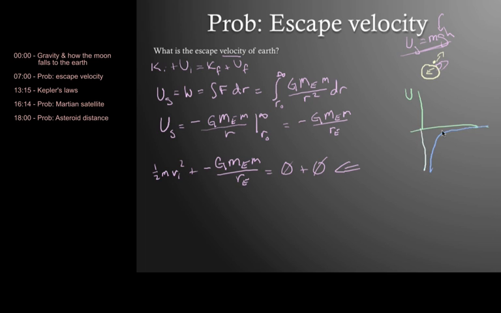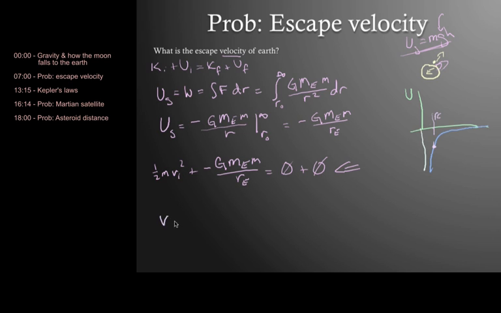So basically you want to escape this well. You want enough energy, right? If you sit right here, here's the radius of the Earth or something. So you're sitting right here. You want to add enough energy to get you out of this well. And this is the kinetic energy that we add on to this. So let's go ahead and finish this.